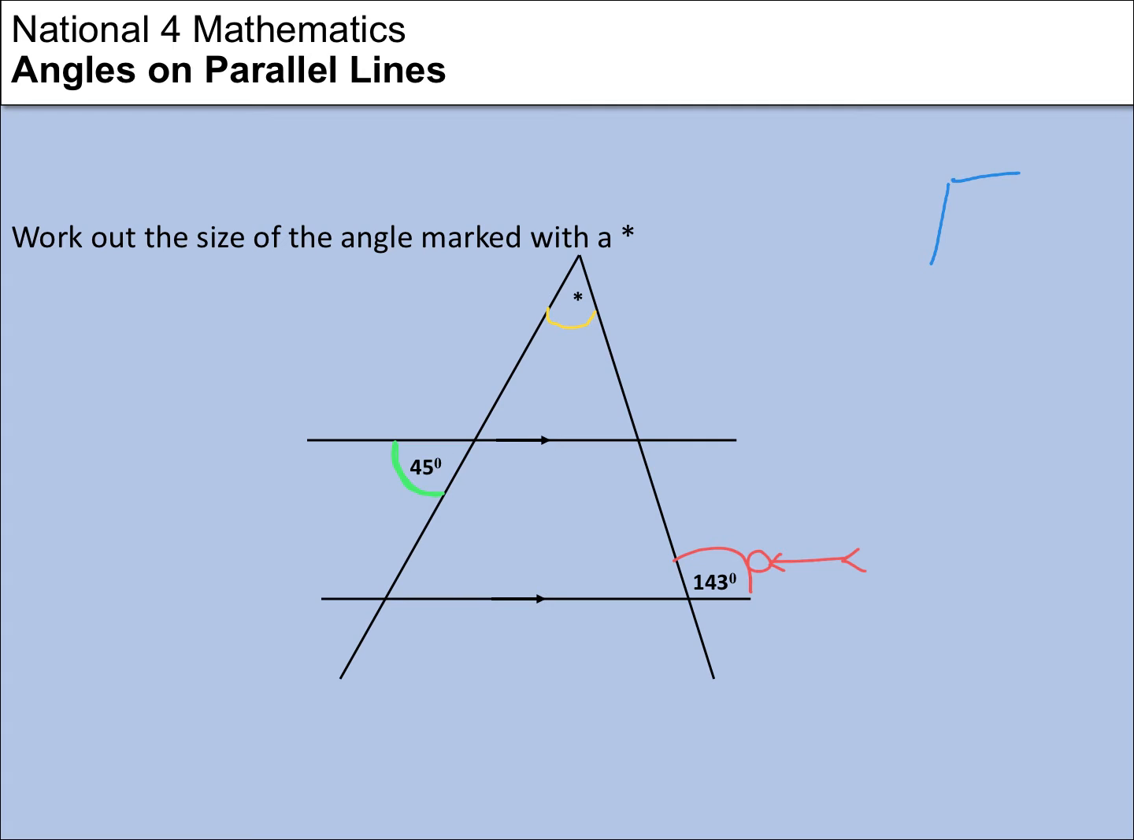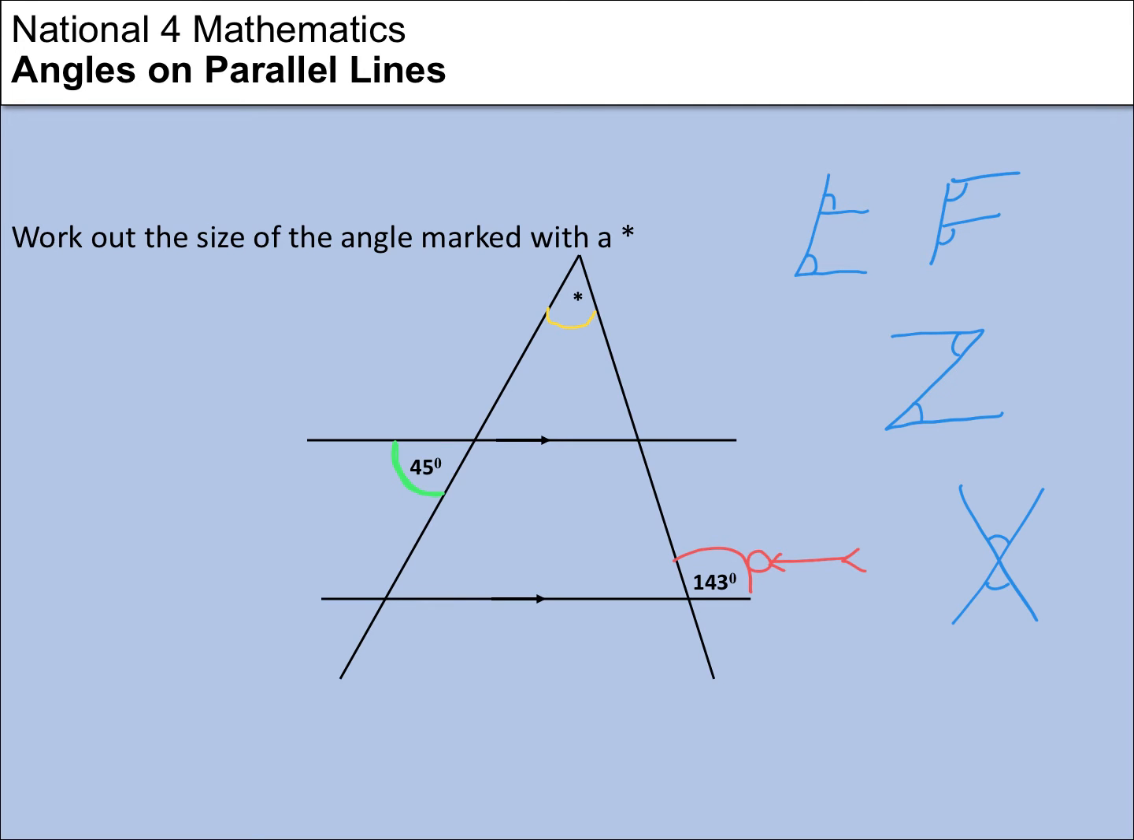F angles are the same size. Could be an upside down F. If you have Z angles, they're the same size. And if you have an X, opposite angles are the same size.